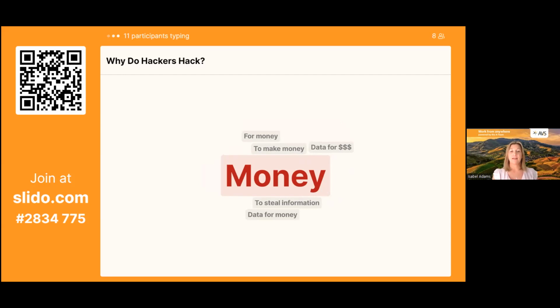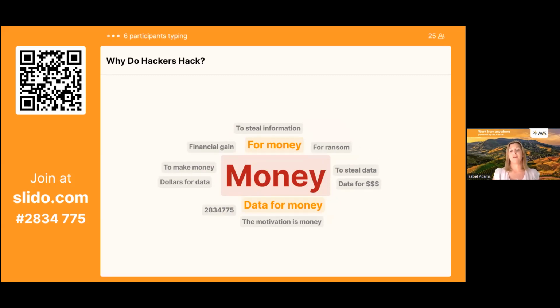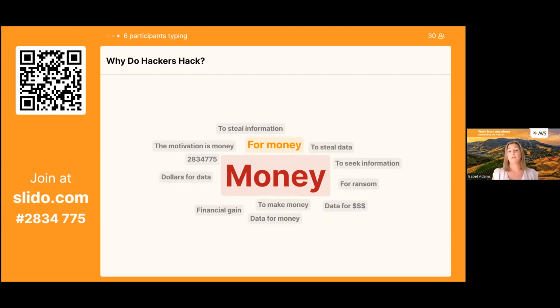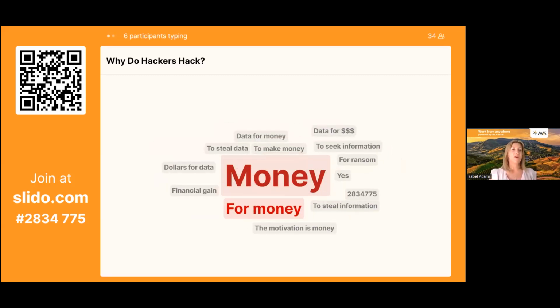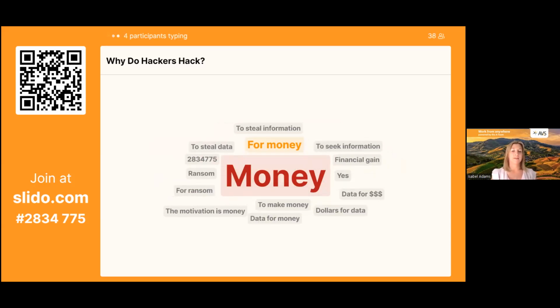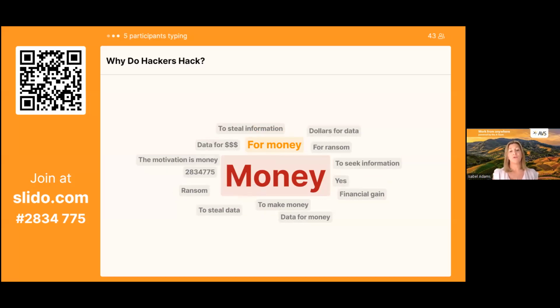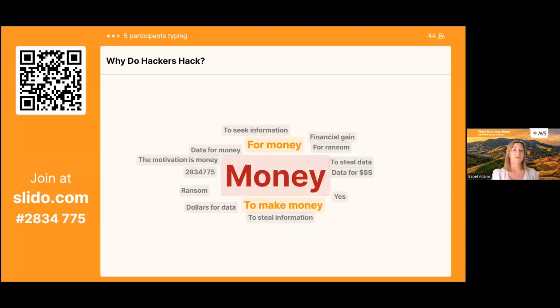So they are stealing our information and our data, and they are selling it to bad actors who are then using it for a multitude of ways. So let's move on to the next part of our session today, which is really how do hackers hack? What are the tools and tactics that these hackers are using to get our information?